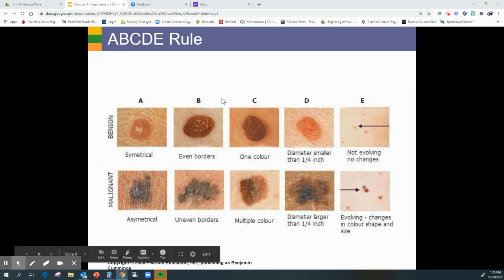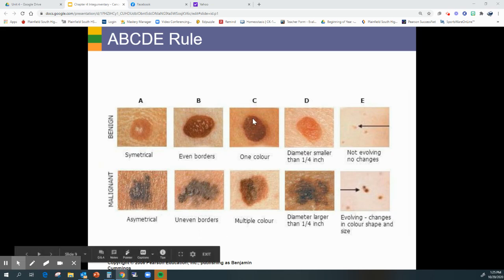This shows you a little bit of that ABC rule as well. So here again, we're looking at asymmetry. So this one here is symmetrical. You can see it's nice and round. This is asymmetrical. You can see the border is kind of ragged or jagged around the outside. Even borders, you can see again, it looks pretty well encapsulated on this one. They're fairly round. Again, you've got lots of different projections away from the border on this one.